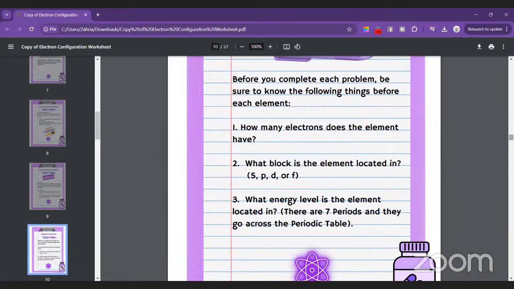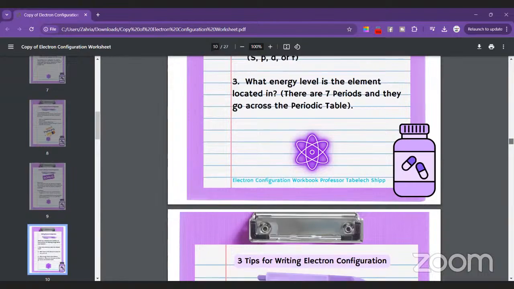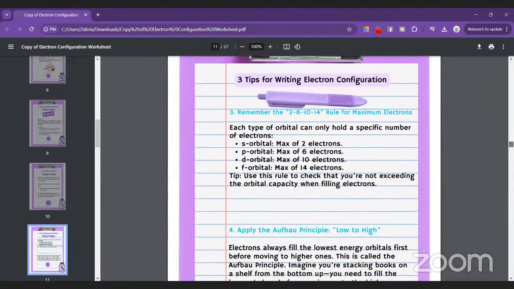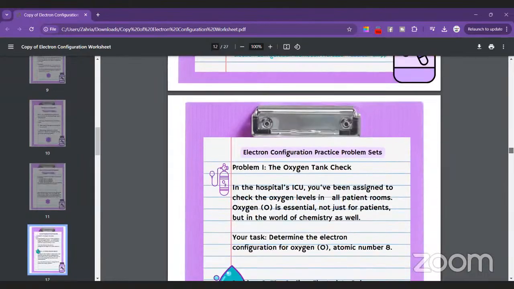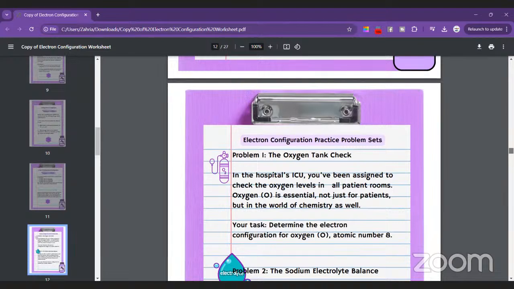In order to do electronic configuration, you've got to first determine how many electrons the element has, what block the element is located in, and what energy level the element is located in. That's important. We're going to do one together so you can see what I'm talking about. So let's do oxygen.